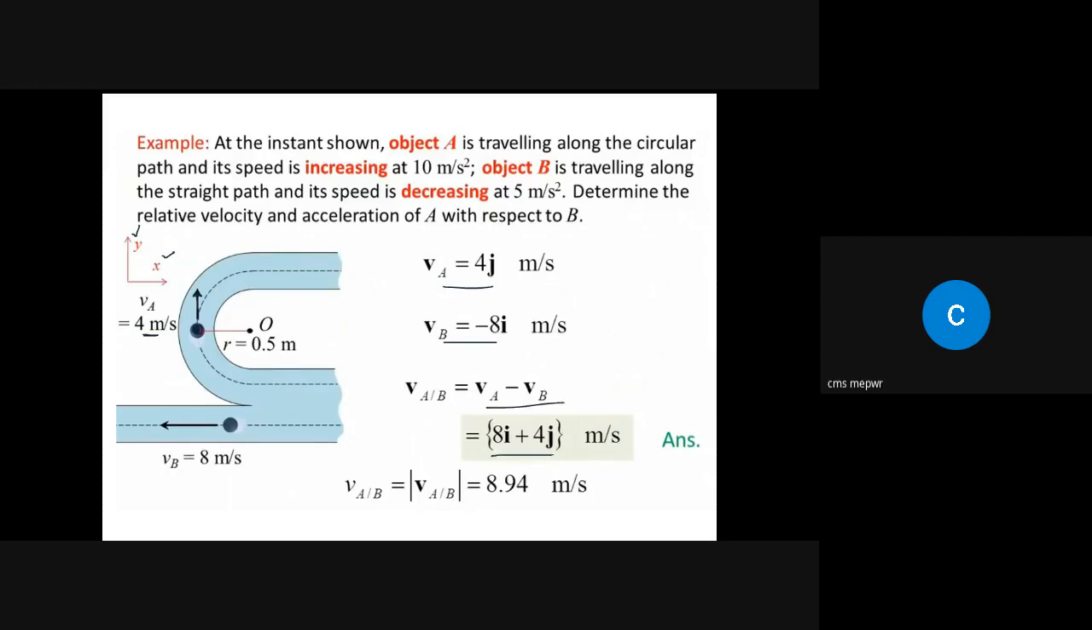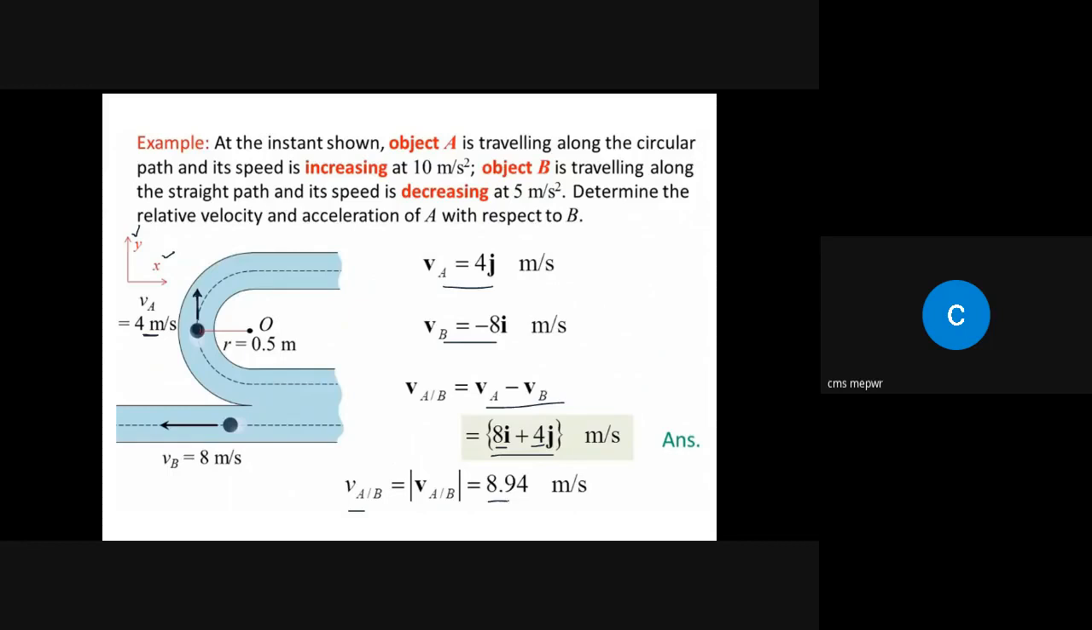If you want to find its magnitude, we can take the square of this one, take the square of this one, add them, and then take the square root. So we will get the magnitude of the velocity of particle A with respect to B.